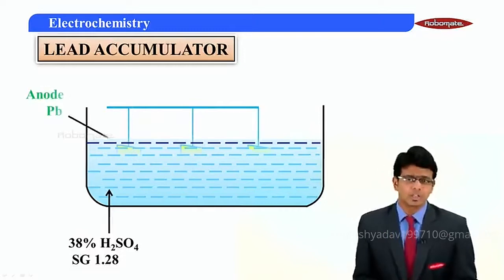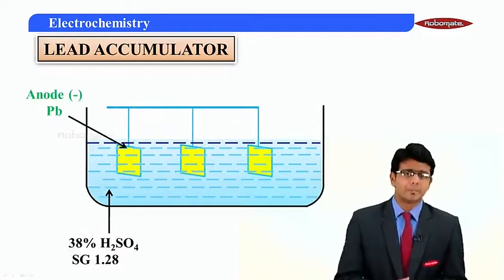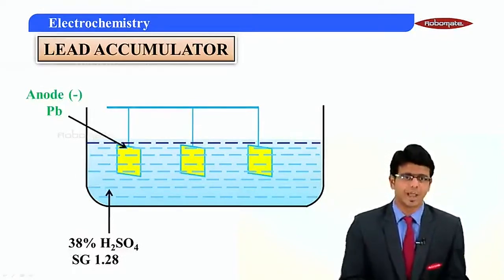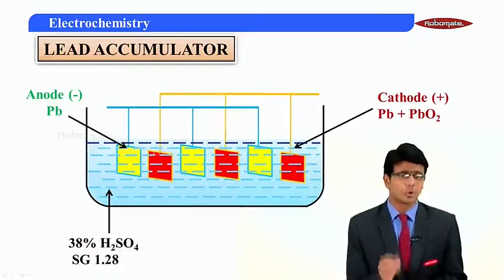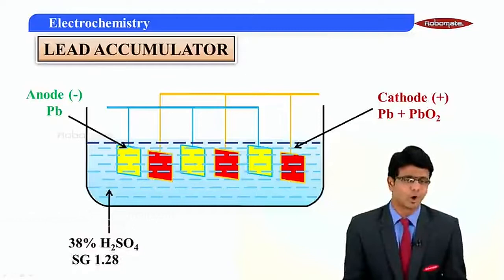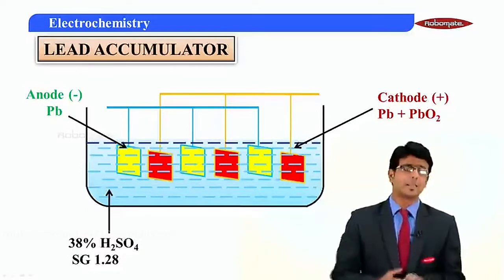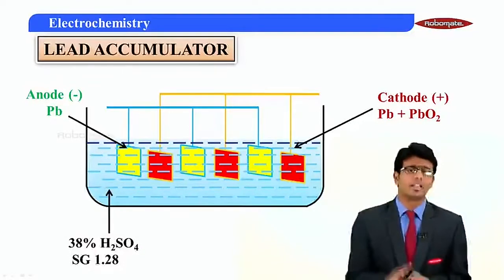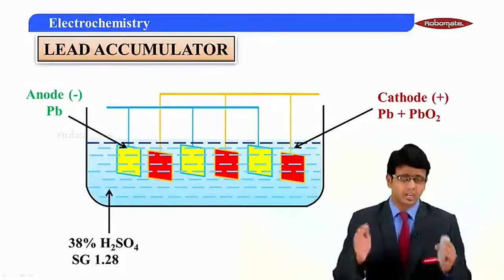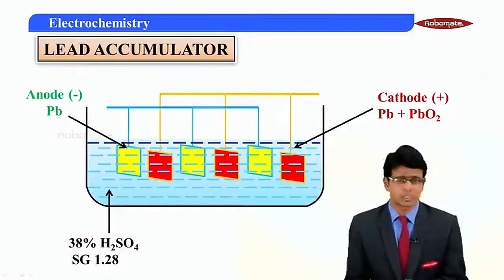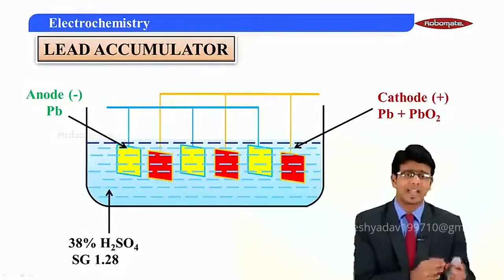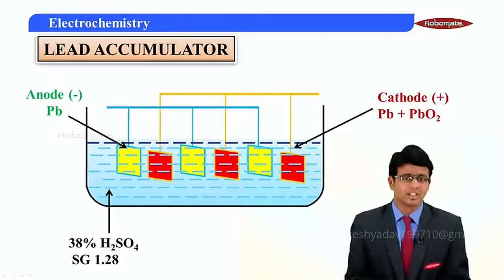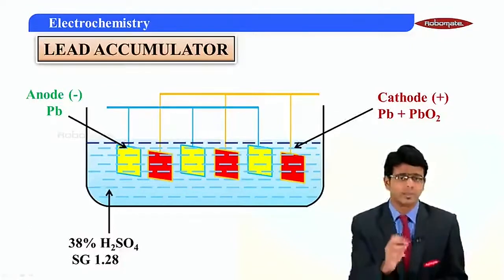The anode here is nothing but the lead plates which are arranged in an alternate manner. The cathode here is nothing but lead coated with PbO2. So that is a very simple construction of the lead accumulator, wherein a container consisting of 38% H2SO4 has alternately placed anode and cathode. Now we are getting to the discussion on the working part of it.